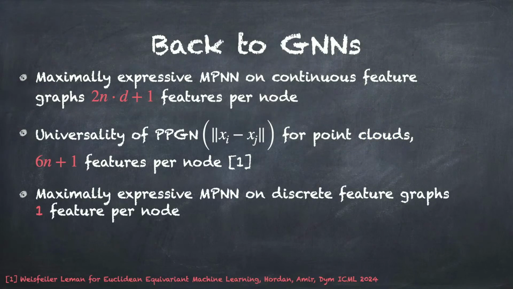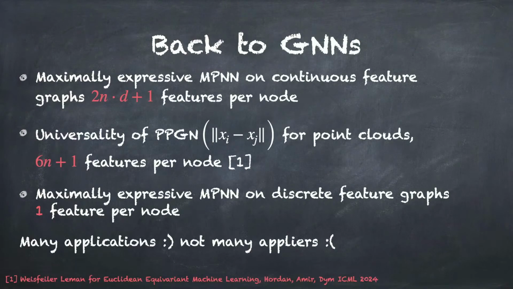What else? Also a result which maybe you don't really need the finite witness theorem per se for, but you can get it from there, is that you can get a maximally expressive MPNN on discrete feature graphs with a single feature per node. Which sounds honestly ridiculous, and we'll soon talk about how it really is in a way ridiculous. But mathematically this is true. As long as you're using analytic activations, you only need one feature per node to be maximally expressive.